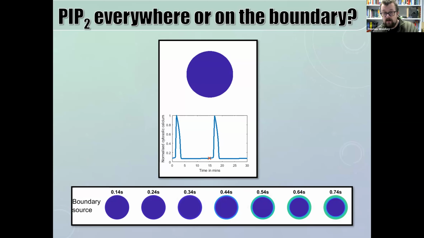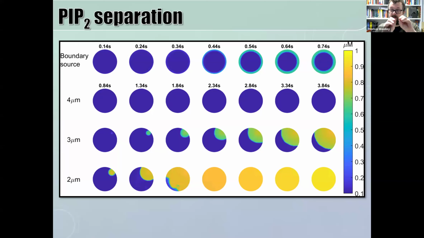Fine. Now let's do a bit more simulation. Now let's separate them. In the 2, 3, and 4 micrometer cases, what I'm doing is separating those splodges: 2 microns apart, 3 microns apart, 4 microns apart. And what I would say is that I didn't parameterize this via data at all. All the parameter values, all the equations came from previous work.